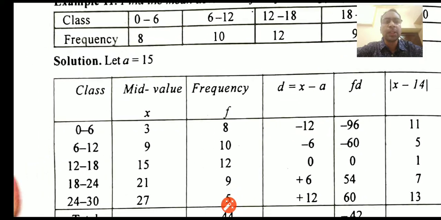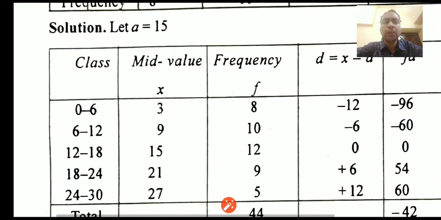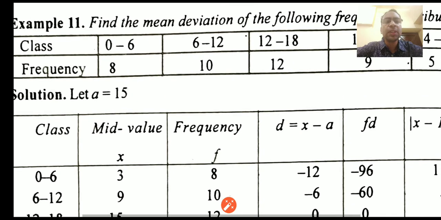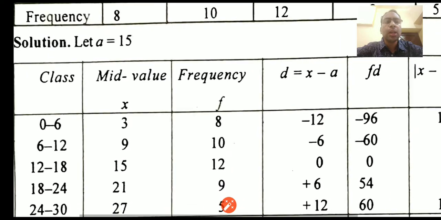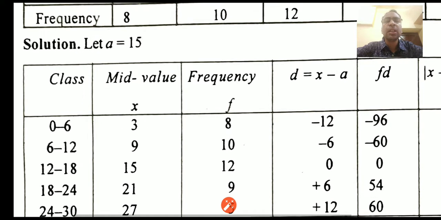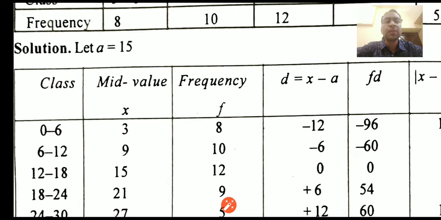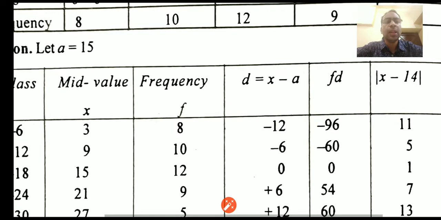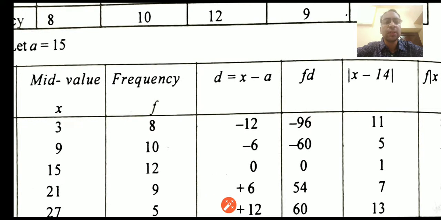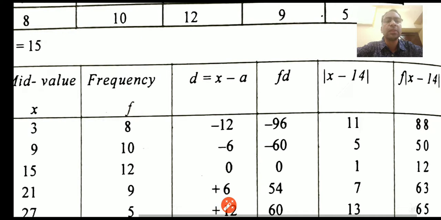Now let's see the table. We will calculate the mid values of the classes. The mid value of the first class, 0 to 6, is 3. The frequency is given as 8. The deviation is x minus a. The x for the first class is 3 and a is 15, so 3 minus 15 is minus 12. Then we have the product f dot d, that is for the first class 8 into minus 12, which is minus 96.